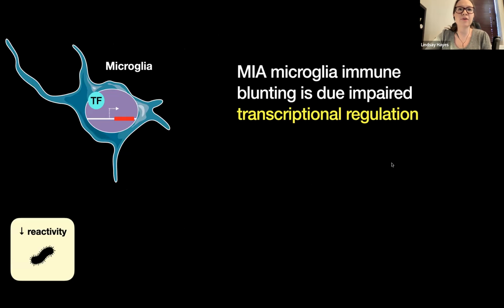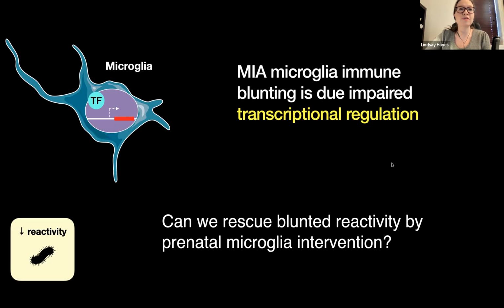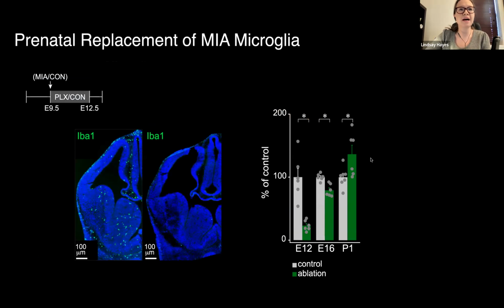Therefore, from these data, we identify that microglia immune responsiveness may be due to deficits in transcriptional regulation of this immune response program. But I next wanted to determine if we could rescue this phenotype by replacing these MIA microglia and allowing naive cells to replace them. So to do this, I took a pharmacological approach, which is widely used in the microglia field. I gave a CSF1 receptor antagonist, which targets a receptor that's important for microglia survival. So I blocked this receptor between embryonic day 9.5 and E12.5 and was able to successfully eliminate the microglia after just 3 days of treatment in the embryonic brain.